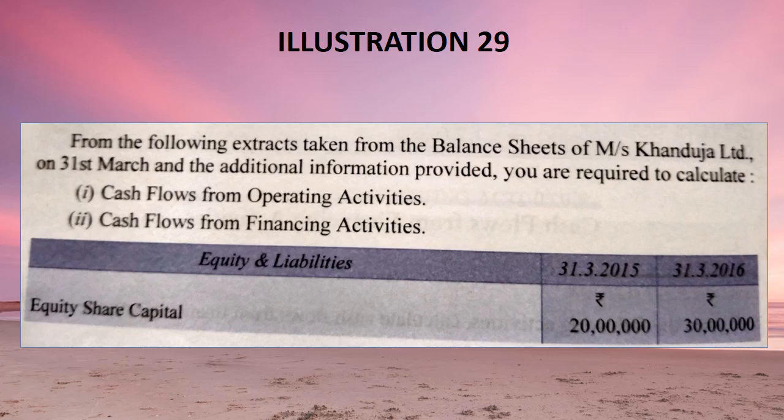Illustration number 29. Now see, from the following extracts taken from the balance sheets of Messrs. Khanduja Limited on 31st March and the additional information provided, you are required to calculate cash flow from operating activities. First number. Second number, cash flows from financing activities.